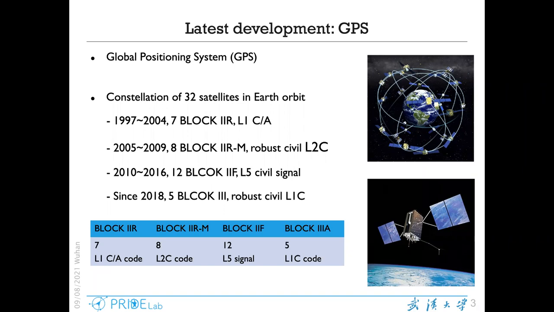The satellite spacecraft has evolved for about four or five generations. Now the latest one is the Block 3 spacecraft. We have about five Block 3 satellites. The signals emitted by the GPS satellites are becoming more and more abundant. From the Block 2R satellite constellations, we have the L1 C/A code. This code means a range measurement, which is some distance measurement between the satellites and the receivers on the ground. We use more and more advanced codes like L2C and the L5 code to have more reliable and more precise positioning using the GPS measurements.